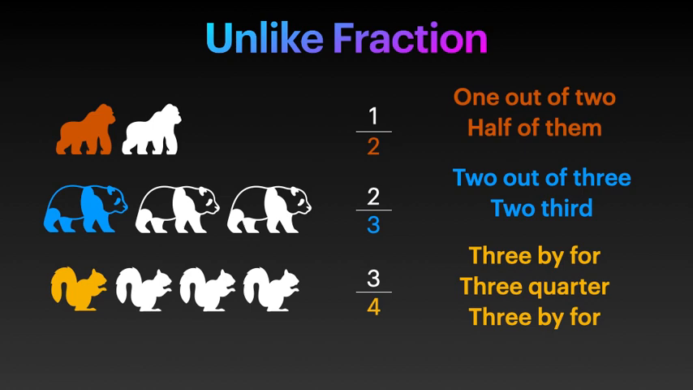Now let's consider these fractions: 1/2, 2/3, 3/4. Here you can clearly see the denominators of these fractions are different from each other. This kind of collection of fractions is called unlike fractions.